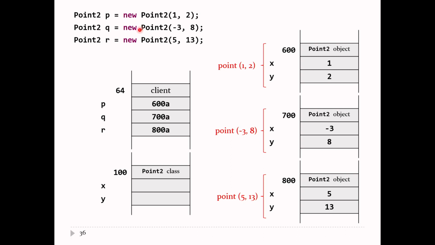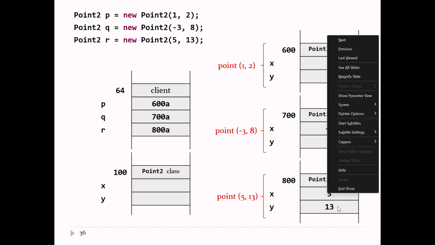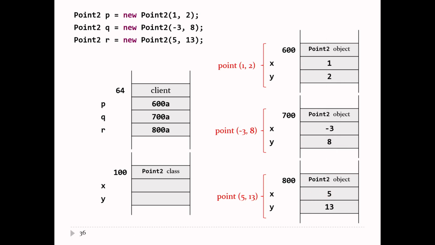On the next line, we do new Point2(-3, 8). So new Point2 copies the class, plunks it down somewhere in memory, fills in the values -3 and 8, then returns the address 700A back to the caller. So the address 700A gets stored beside q. And the same thing happens for the third point. So new Point2(5, 13), new copies that point, plunks it somewhere down in memory. The constructor fills in the values 5 and 13, and then new returns the address back to the caller. So we store that in r, and r now refers to the point at address 800.